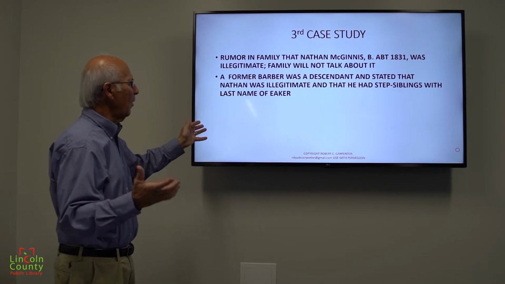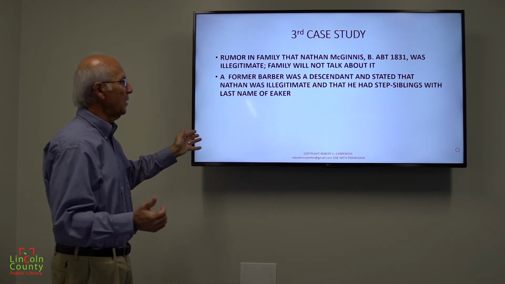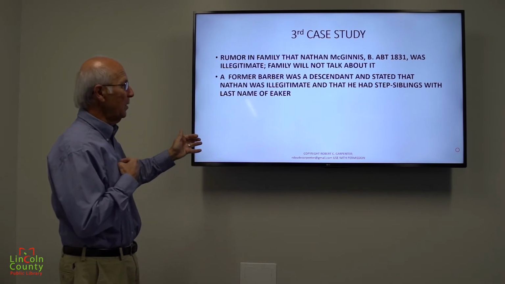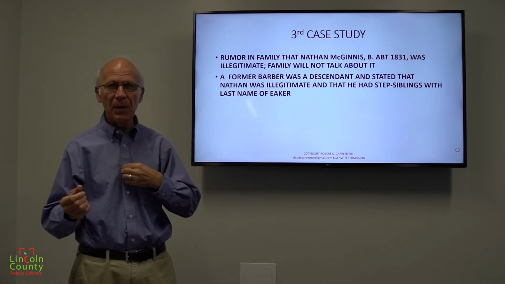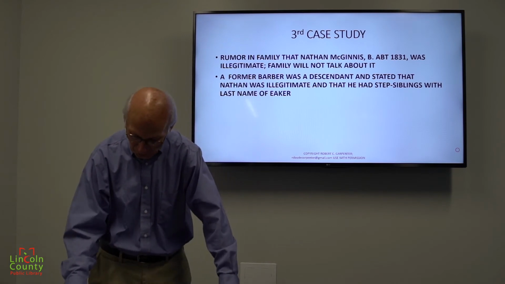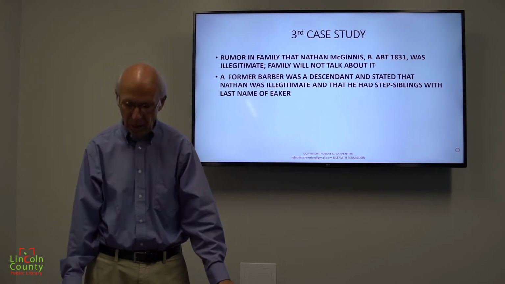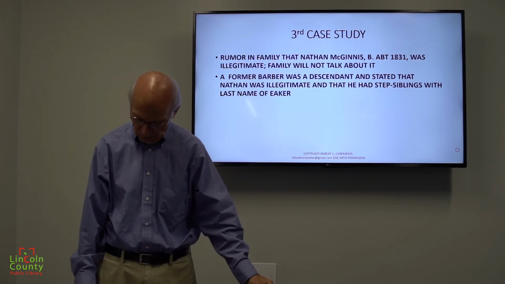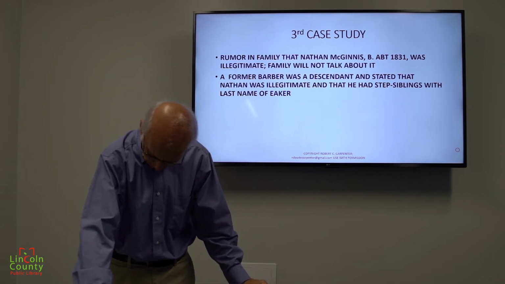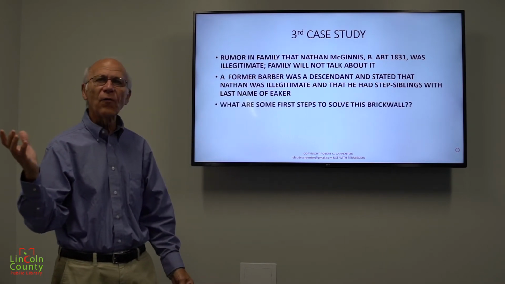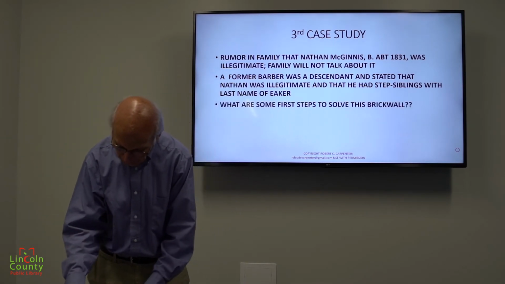So, many years ago, a former barber who was also a descendant of Nathan McGinnis told me that Nathan was illegitimate and that he had step siblings with the last name of Aker, E-A-K-E-R, which is a very popular name in western Lincoln County and also in and around the Cherryville area. Okay, so what are our first steps to solve this brick wall?